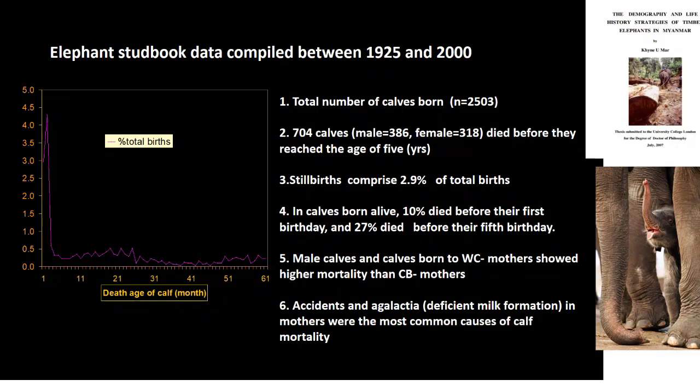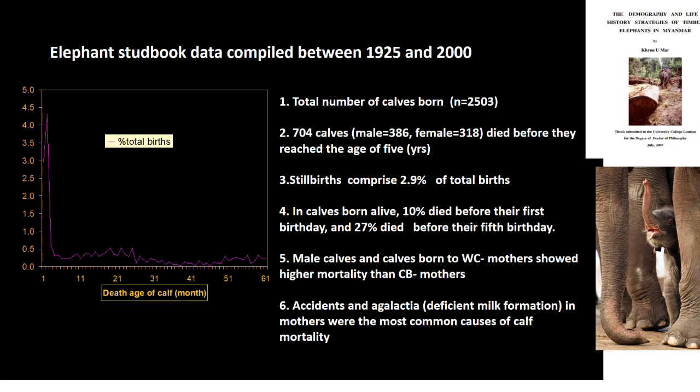So the total number of calves born at that time was 2,500, and we found 704 elephants died before age 5. Among these births, less than 3% were stillbirths, so we have very few. My PhD thesis documents calf mortality in this period. In calves born alive, you see a very high spike of mortality in the first 2 years. 10% died before the first year, and 25 to 27% never make it to their 5th birthday. This made me want to explore more.